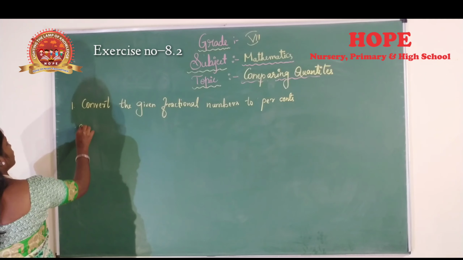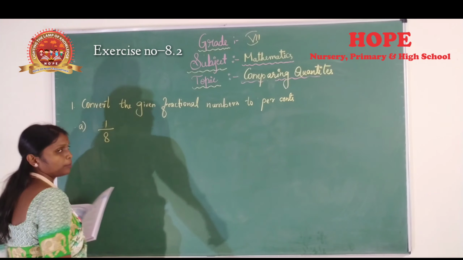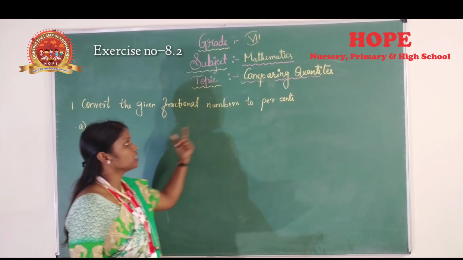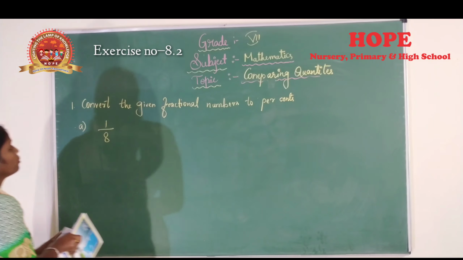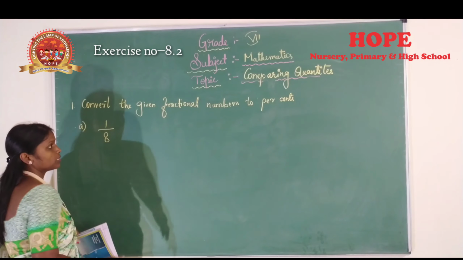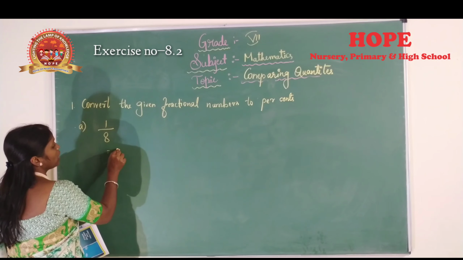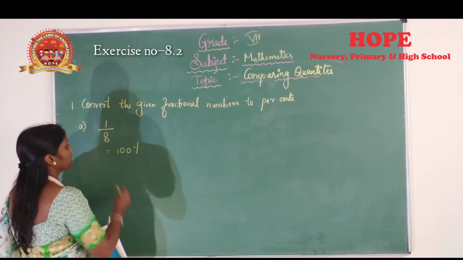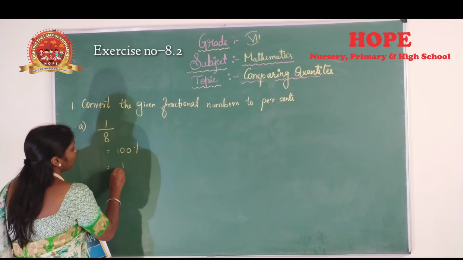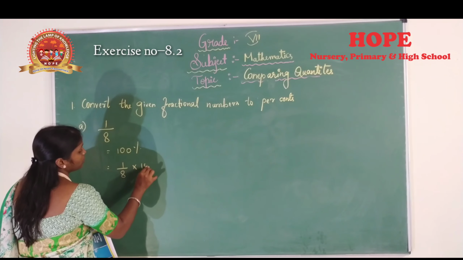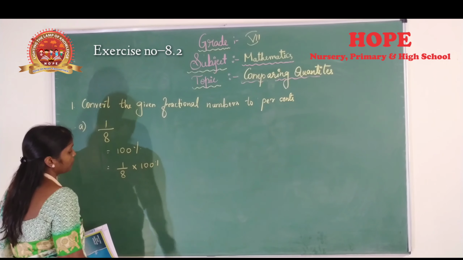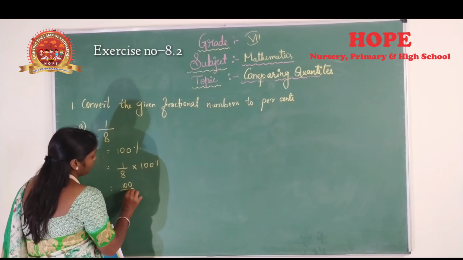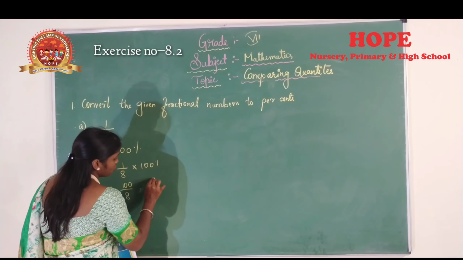So here there is a question like 1 by 8. It is a fraction, and we have to convert this into percent. To convert the fraction into percent, we have to multiply the fraction by 100%, like 1 by 8 into 100%. Here we solve 100 by 8, do the division.